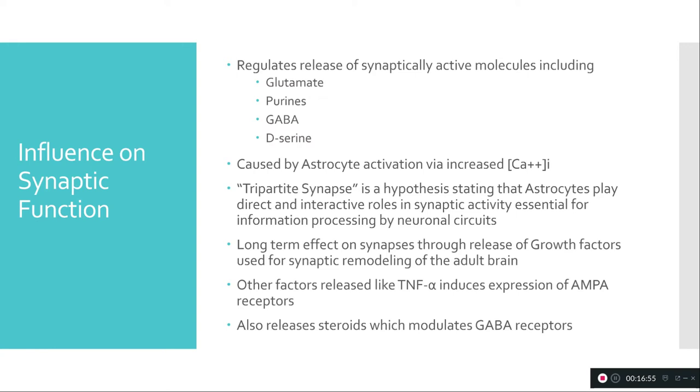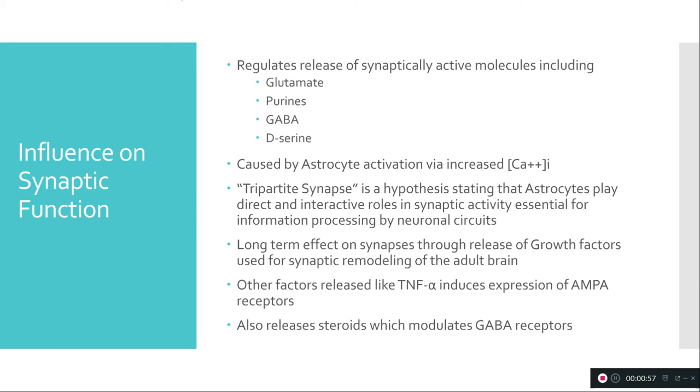Okay. So the tripartite synapse is a hypothesis stating that astrocytes play a direct and interactive role in synaptic activity essential for information processing by neuronal circuits. So we can't just have a large circuitry of neurons, we also have to have astrocytes regulating these processes in different ways. Astrocytes are also going to influence the synapse by secreting certain growth factors. And these growth factors are important for the remodeling of the adult brain. So this is what allows us to be plastic, which is what I've been saying throughout this presentation.